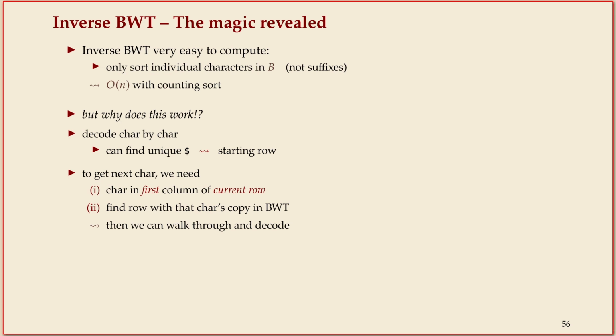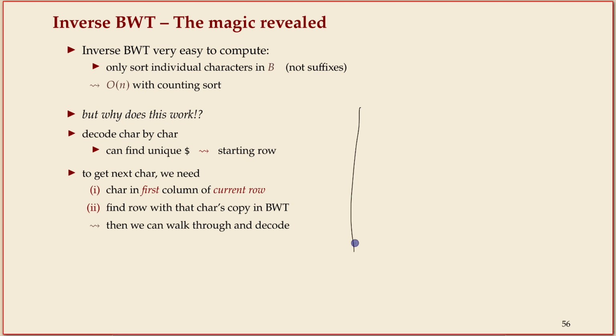What do we do next? Well, to get the next character, in that row we currently have the last character, the last column. That's where we are in the BWT. If we can find the character that corresponds to that row but is in the first column, that's the first step. Second step is find where that character in the last column is in the BWT.